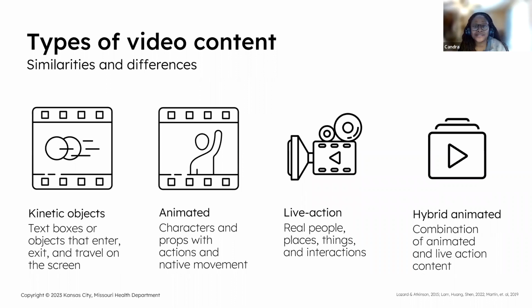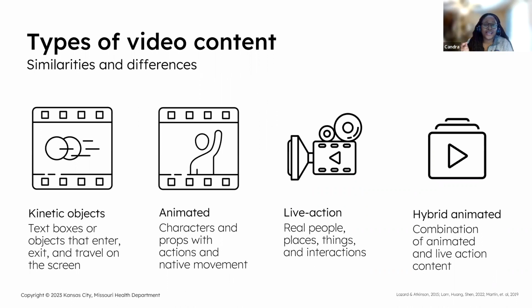There are several types of video content. We've kind of pulled the 4 here that we tend to use most often. So we have kinetic objects, which is really when you think about text boxes or objects that kind of enter and leave at different points, or maybe that spin. That's what we're talking about when we talk about kinetic objects. So things that are just moving across the screen.